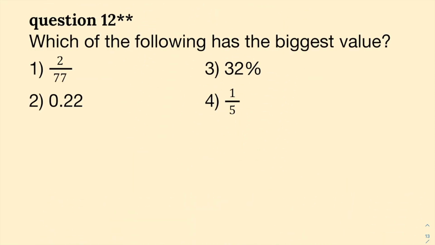Which of the following has the biggest value? Well, the one that's clearest is 32%, choice number 3. Okay, next up, 0.22.